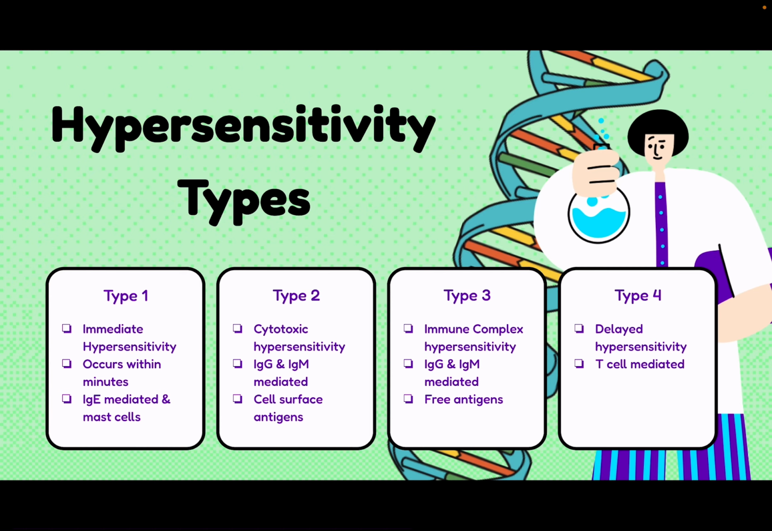Type 3 is immune complex hypersensitivity. They're IgG and IgM mediated and they attack free antigens. They're triggered by antibodies that bind to soluble antigens and form complexes that circulate in the blood. Type 4 is the T cell mediated hypersensitivity, or delayed type. It's mediated by T cells and they react to self-antigens abnormally.